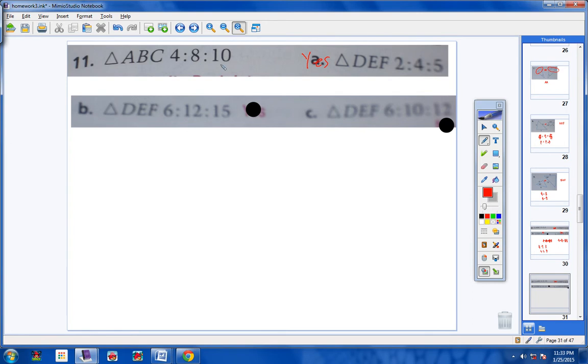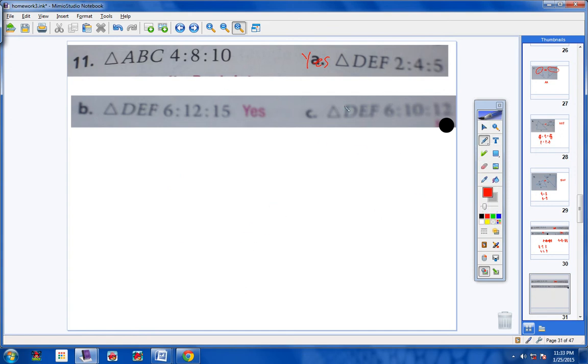4/6, 8/12, 10/15. Well guys, right away we can see, I think this looks pretty good. 4/6 reduces to 2/3. 8/12 reduces to 2/3. And 10/15 reduces to 2/3. So do we get out 3 congruent triangles? Yes, we do. So yes, we definitely have similar triangles.